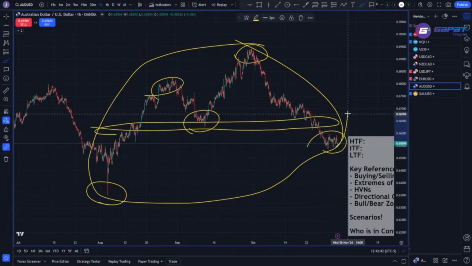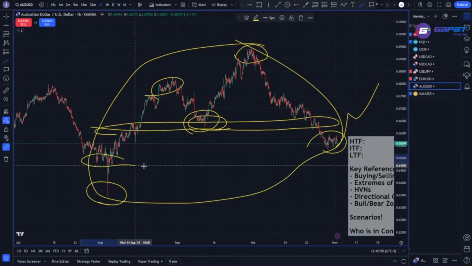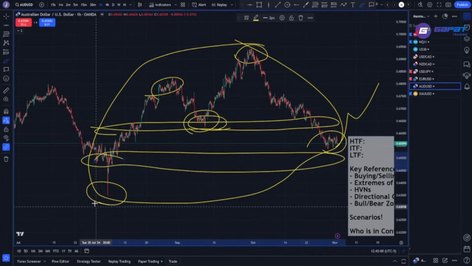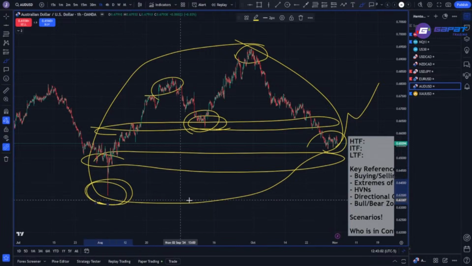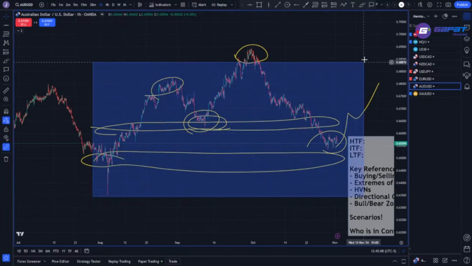But if price were to break back above this previous area and pull back, I could see it going higher and turning back into neutral bullish or full bullish. And then we'd really have to start breaking below these types of lows or this low to make it full bearish. So I'm going to go with neutral.